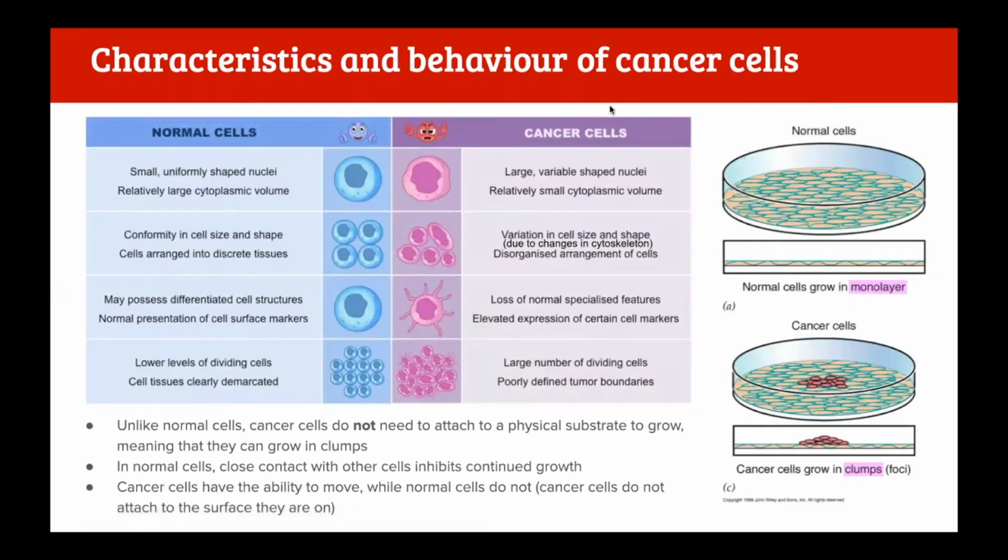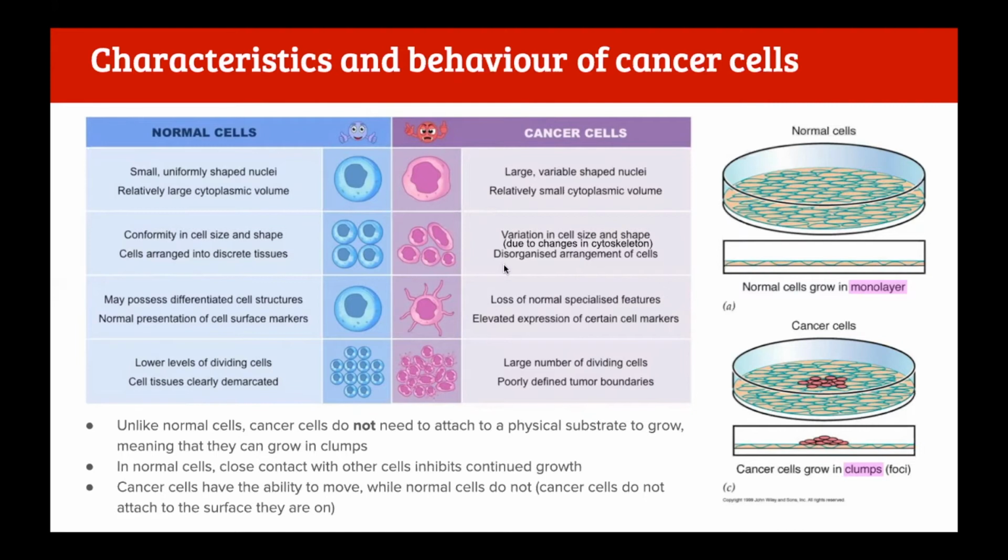So some characteristics and behavior of cancer cells. I've included this little table here. So basically, this will kind of help you in the histological section. So when you look at cancer cells, they will have a larger nucleus and a relatively small cytoplasm compared to your normal cells. And the nucleus will also be variably shaped, so it won't have a regular shape. You'll also have variation in cell size and shape due to the changes in the cytoskeleton. So it will have a different shape to the cells next to it.